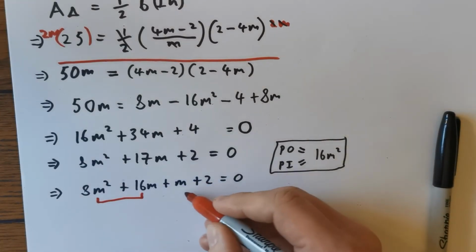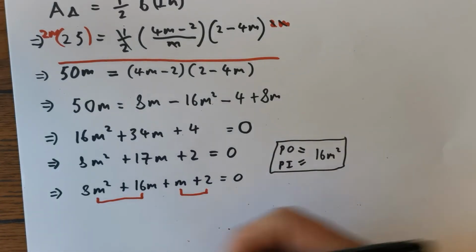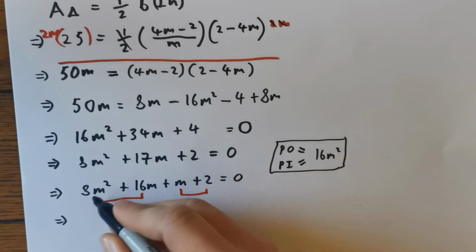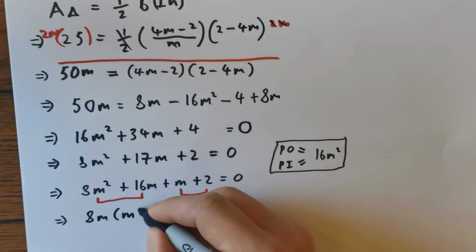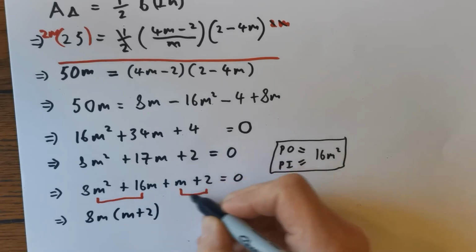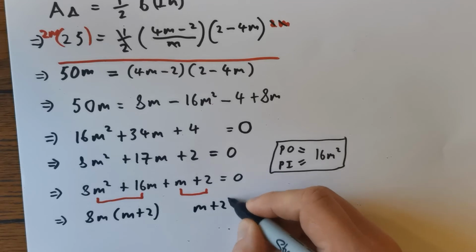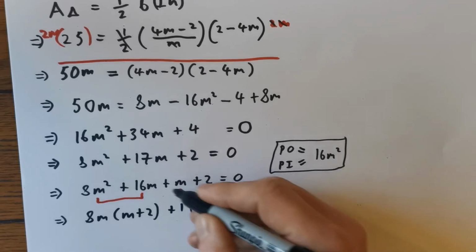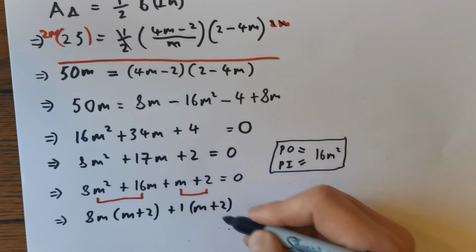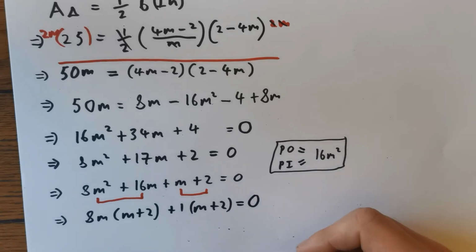So factoring using grouping. I'm going to factor out an 8m from my first group here, and its factor pair will be m plus 2. The next thing I'm going to do is factor out, it has to be the same thing, that m plus 2 from the second group, and its factor pair has to be plus 1, 1 times m plus 2 is m plus 2. Always double check your factoring after you've done it. And that's equal to 0. We now have two terms.